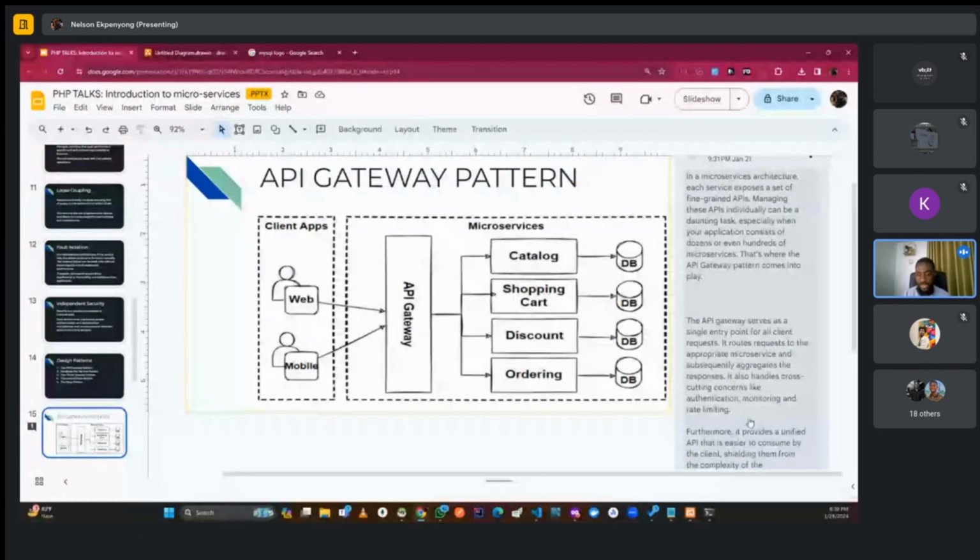So I'm going to explain this. A client wants a request. The API gateway examines the request and knows what service to call. Let's say it needs to call 3 services. It would call these 3 services, aggregate the response as one, and return to the client. The API gateway also handles authentication. It handles monitoring. It handles rate limiting.